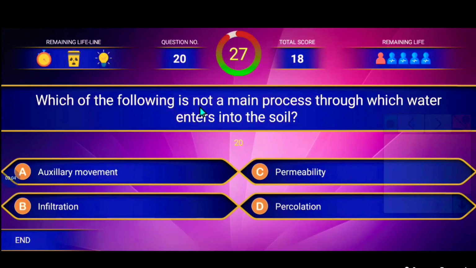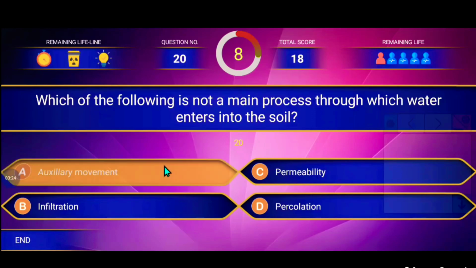Which of the following is not a main process through which water enters into the soil? First option is auxiliary movement, second one is infiltration, third option is permeability, and last option is percolation. So the correct option is auxiliary movement. It is different.